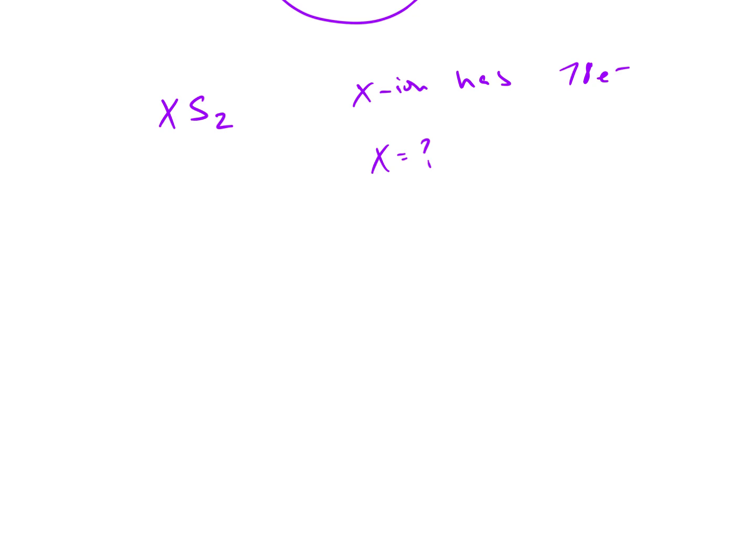Wait, how did we know the chlorine had a -1? Because it's in group 17. Right. That means it has 7 valence electrons. It needs 1 more to have 8. That means it's -1. You with me? Yeah. Good question. Always ask if you're not sure.